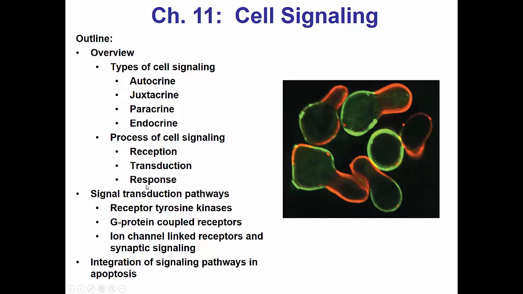But the major focus of this chapter will be looking at the pathways that are regulated by 3 major types of receptors: the receptor tyrosine kinases, the G protein coupled receptors, and the ion channel linked receptors. So we'll go into these signaling pathways in great detail, and I will expect you to know these pathways. You should also complete the worksheet or activity that I've included with this video lecture. And then finally, in class on Monday, we'll look at how these pathways integrate in apoptosis.